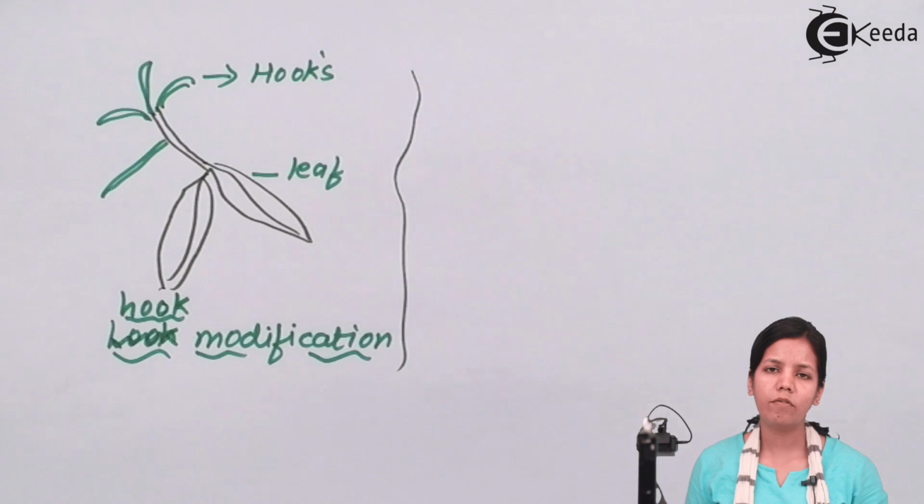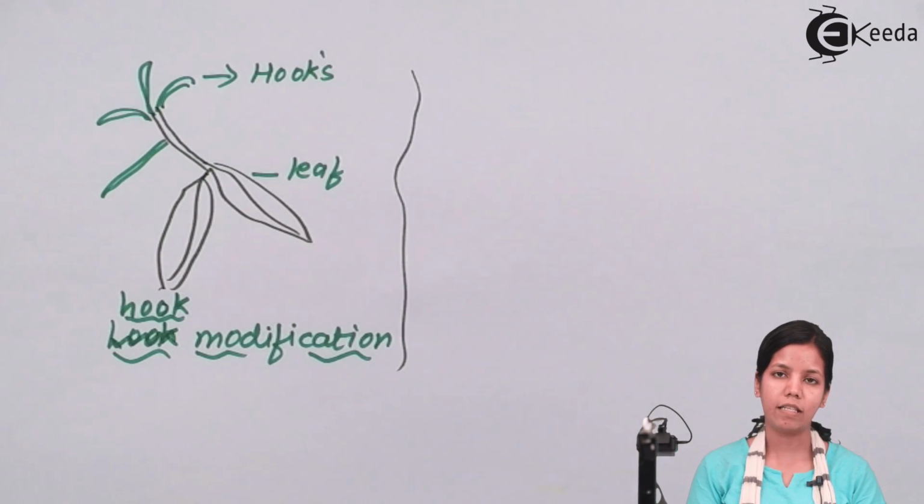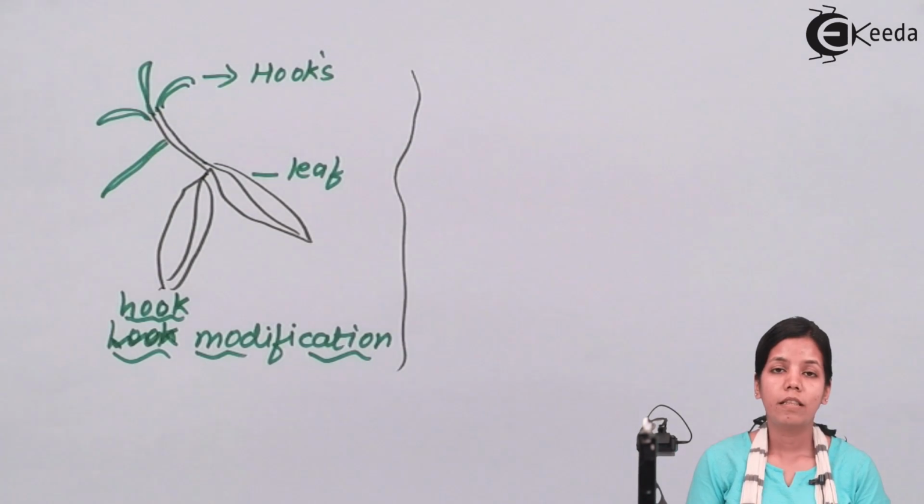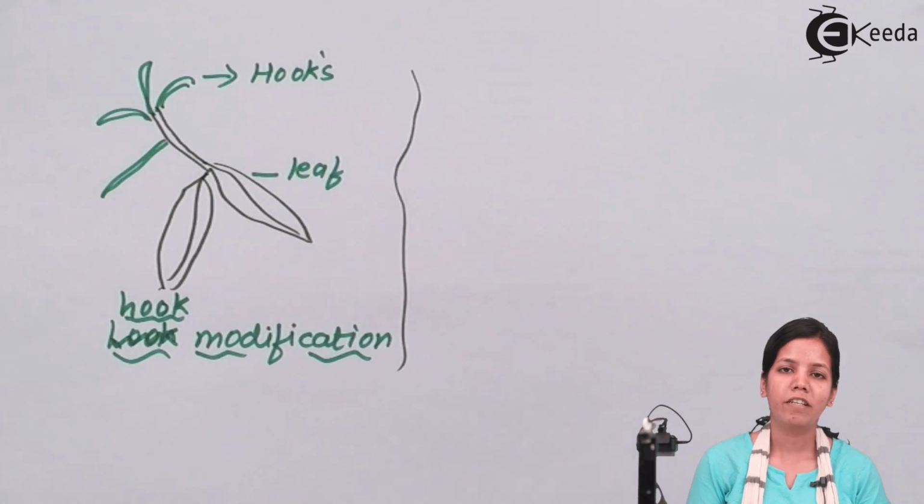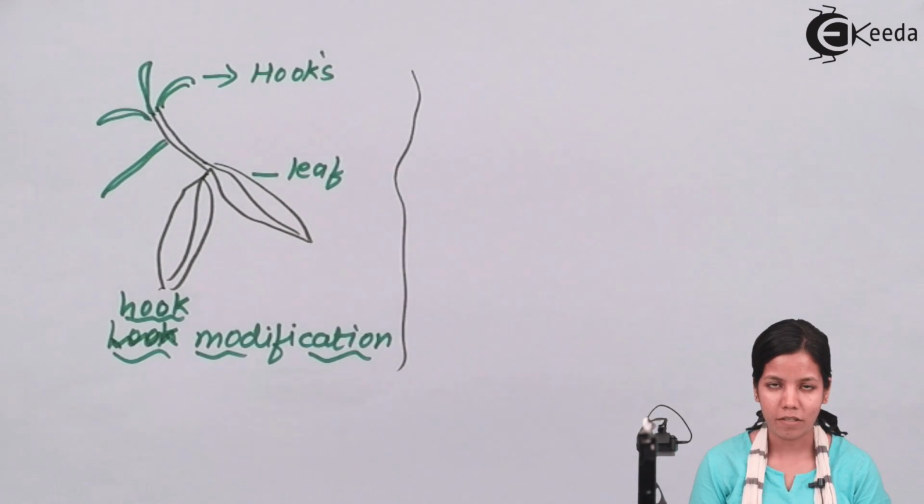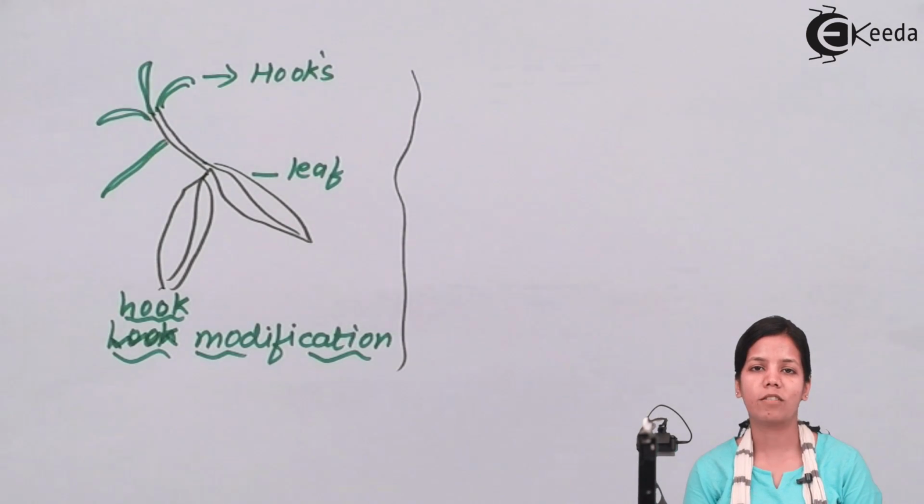Students, in this part of the chapter, what we've studied is the types of modification, the 4 different types of modification present in leaves. I hope you all are clear about this concept.